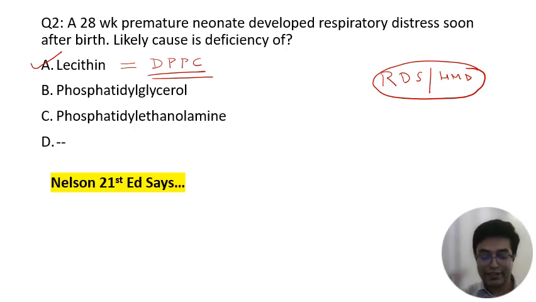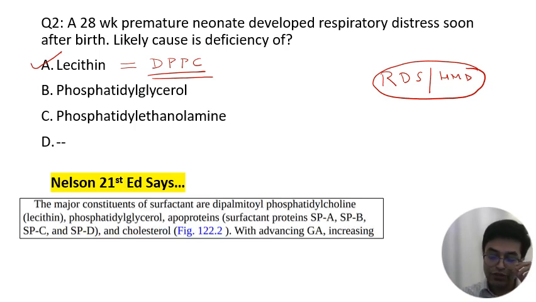And what does Nelson say? Nelson says, look at this. The major constituents of surfactant are dipalmitoyl phosphatidylcholine or lecithin, followed by others like phosphatidylglycerol, apolipoproteins, and cholesterol. Right? So the answer is very clear here.